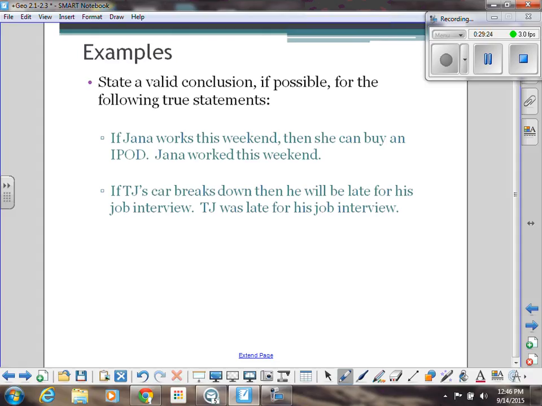So yeah, she worked this weekend, so that means she can buy an iPod. So Jana can buy an iPod. All right. Then let's look at this next one.